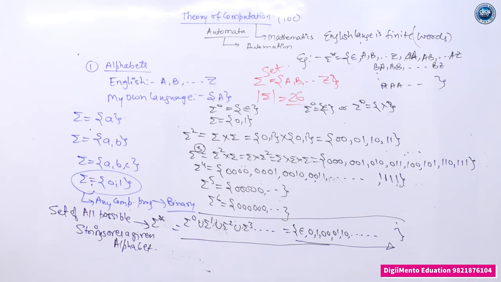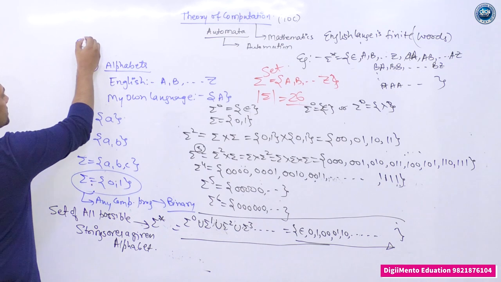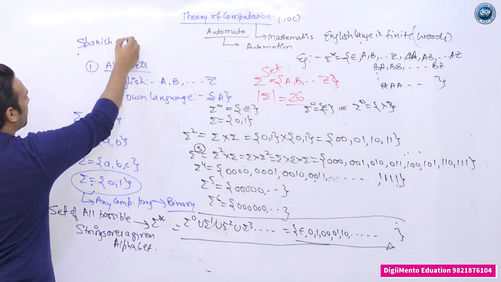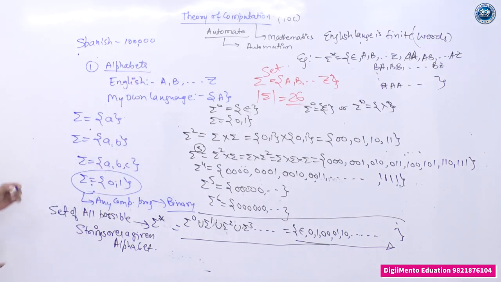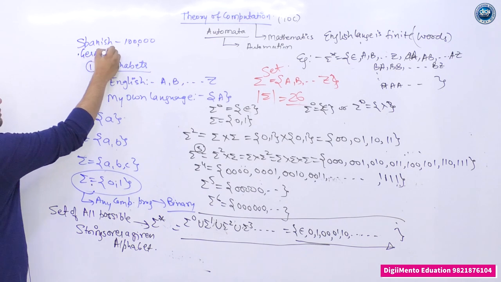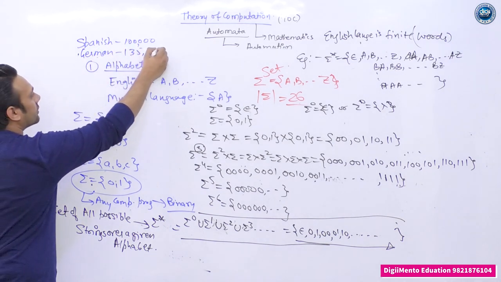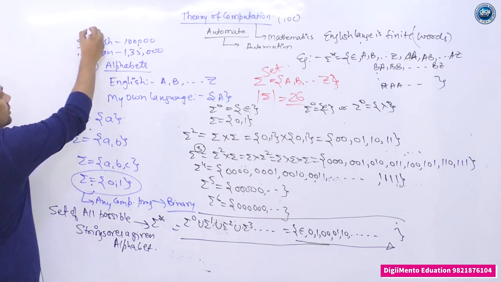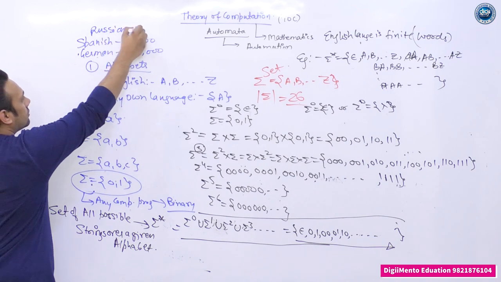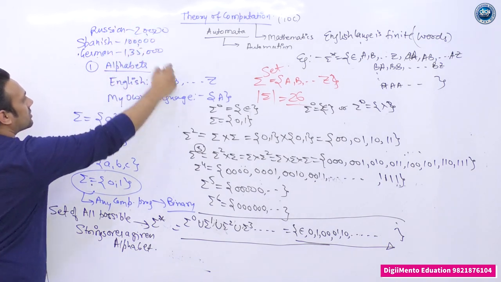Somebody was asking me, sir, how can the English language be finite? So let me give you some facts and statistics. Maybe you will find them interesting. In the Spanish language there are approximately 1 lakh words. In the German language, we have approximately 1,35,000 words. And in the Russian language, you have approximately 2 lakh words.